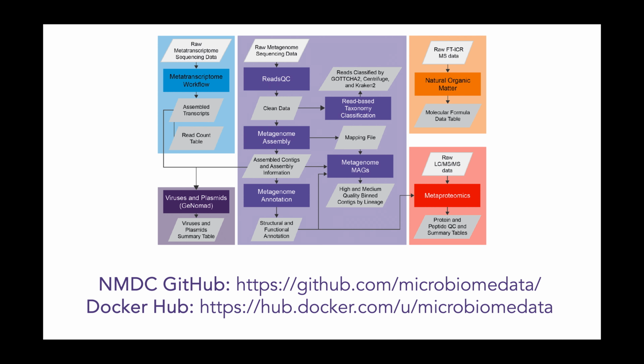The workflows are identical or closely based on production quality workflows currently in use at the Department of Energy user facilities, the Joint Genome Institute, and the Environmental Molecular Sciences Laboratory. Many of these workflows are available through the NMDC GitHub or Docker Hub, which are linked here.